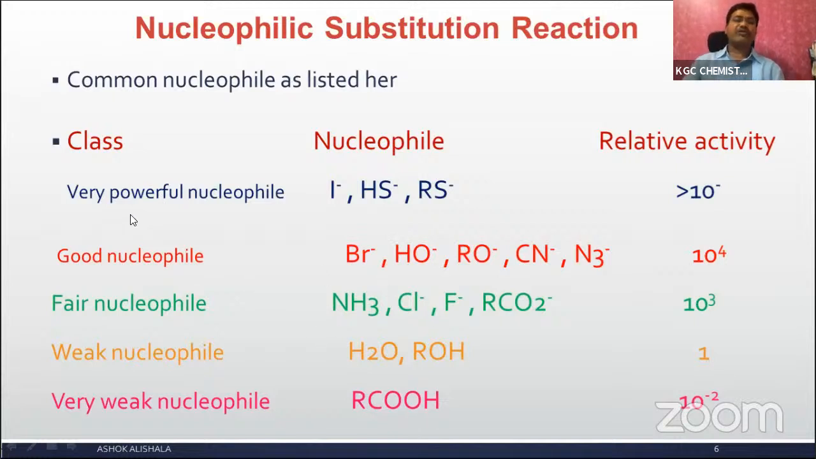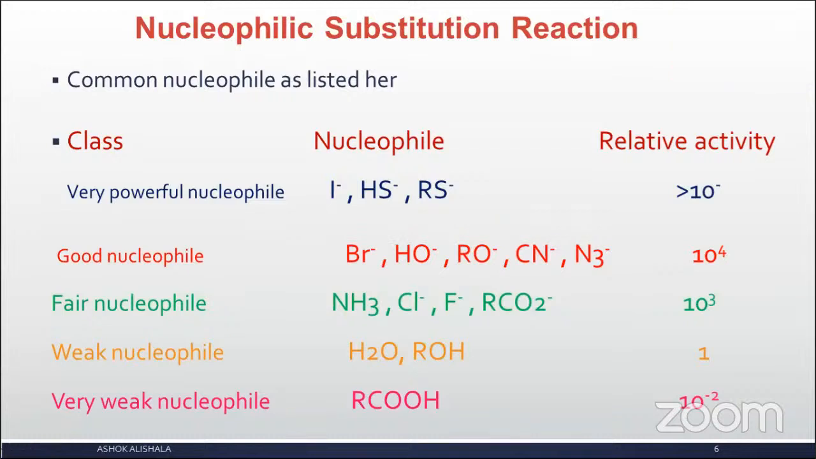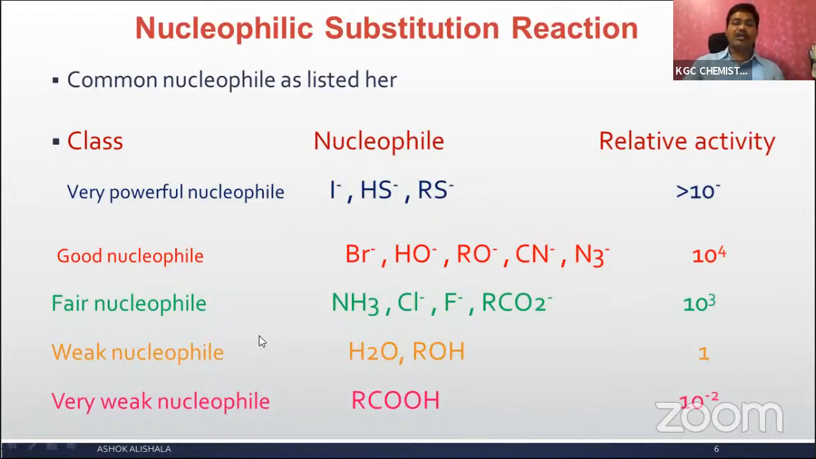Suppose you are given a question: among the following, which is a strong nucleophile among iodide, bromide, chloride, and fluoride? Iodide. That's why, just now we discussed, alkyl iodide will react readily with magnesium when compared to alkyl bromide. It readily reacts with magnesium when compared to alkyl chlorides.